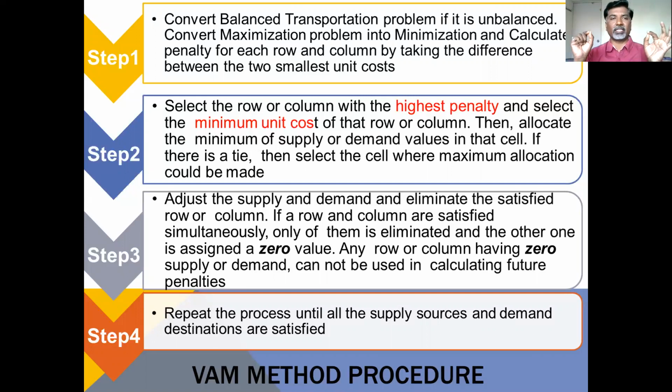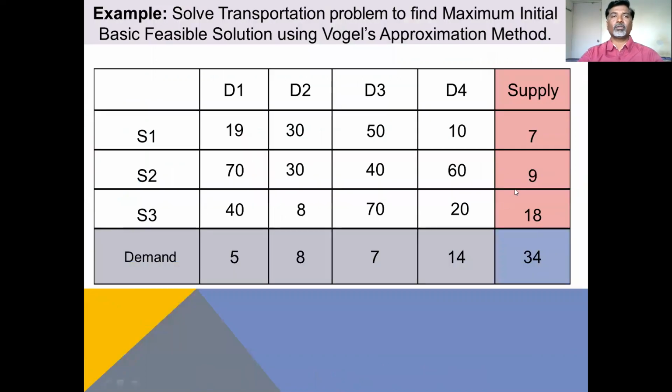We'll see one basic example that will help you understand this VAM method very easily. Solve the transportation problem to find the maximum initial basic feasible solution using Vogel's approximation method, that is, the VAM method. So here they have asked you to calculate the maximum initial basic solution. Basic feasible solution means what? What will be the maximum transportation cost needed to fulfill the demand and supply?